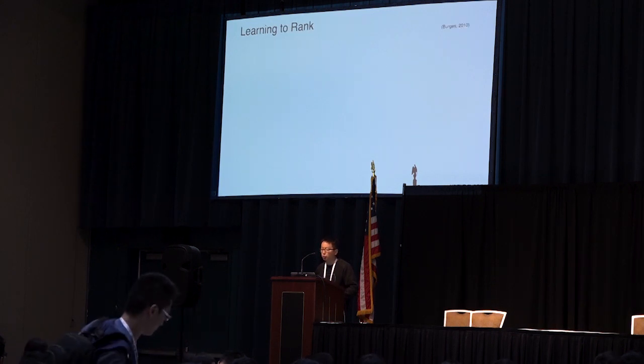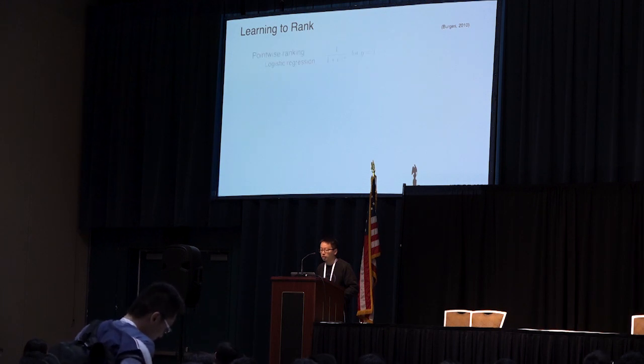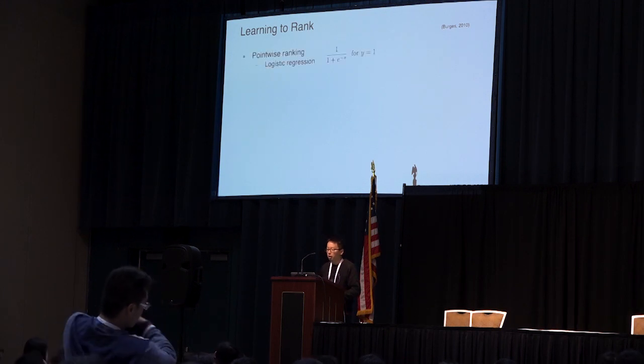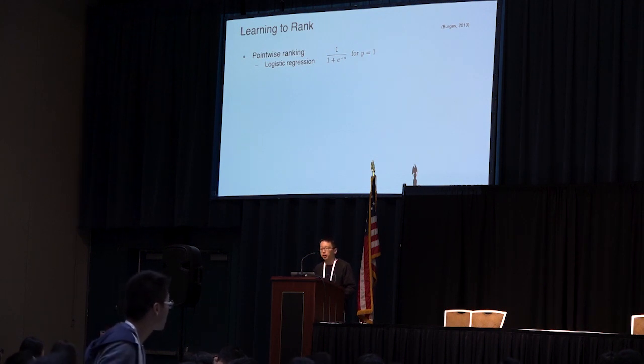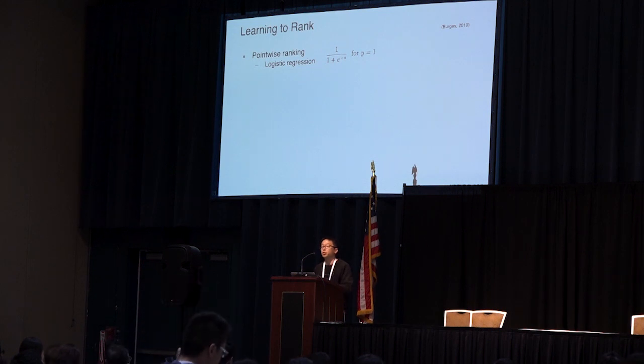So for learning to rank loss, in the beginning, people are using the point-wise ranking. Basically, it's just a binary classification using the logistic regression, and this is the objective function, which is a sigmoid function. The S is the query document score.